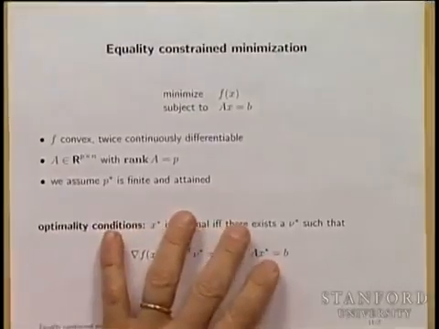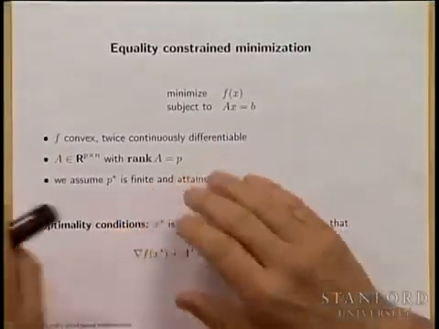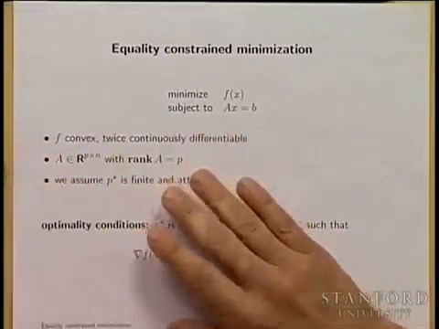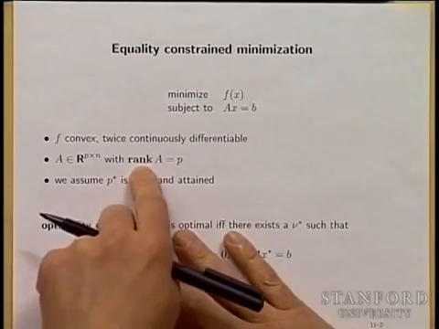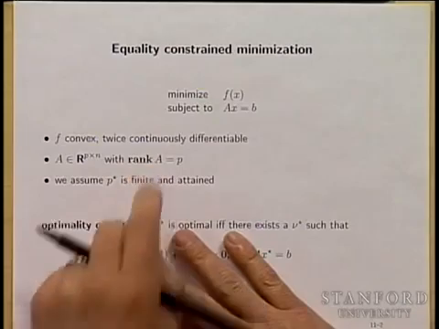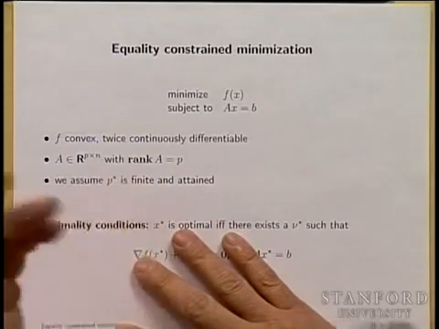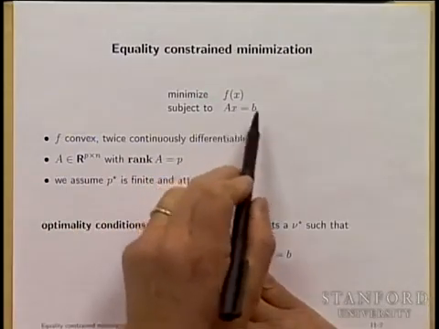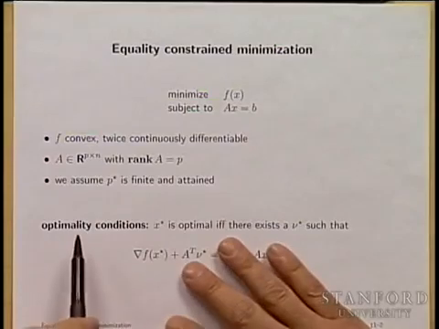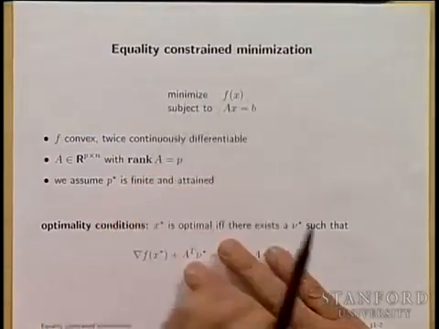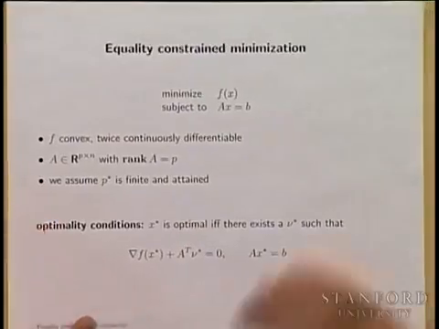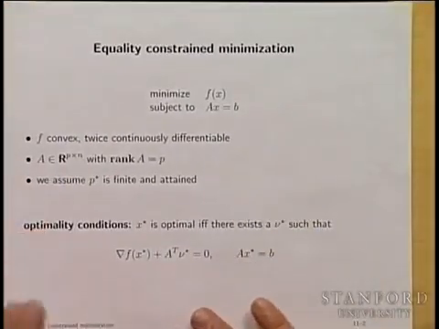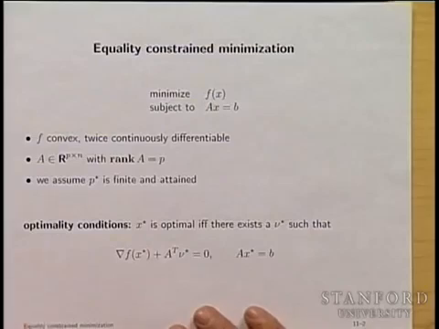It's going to turn out to be not much different from the unconstrained case. So we want to minimize f of x subject to Ax equals b. We'll assume A is fat and full rank. I mean, in particular, Ax equals b is solvable. And we'll also assume that the problem is bounded below, and f is convex and twice continuously differentiable, with a continuous second derivative.